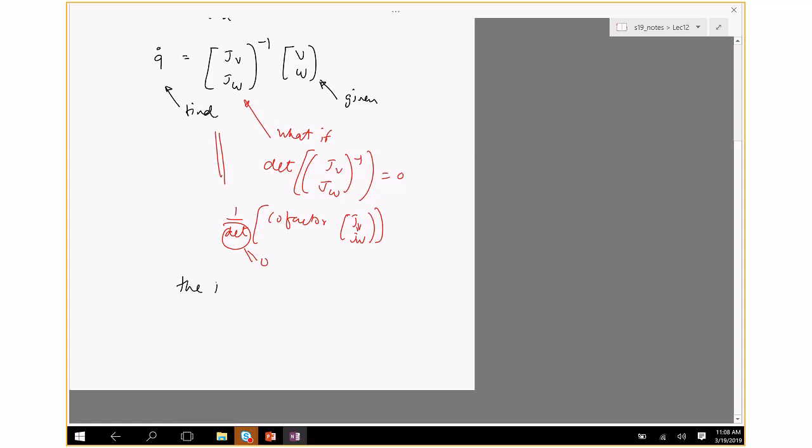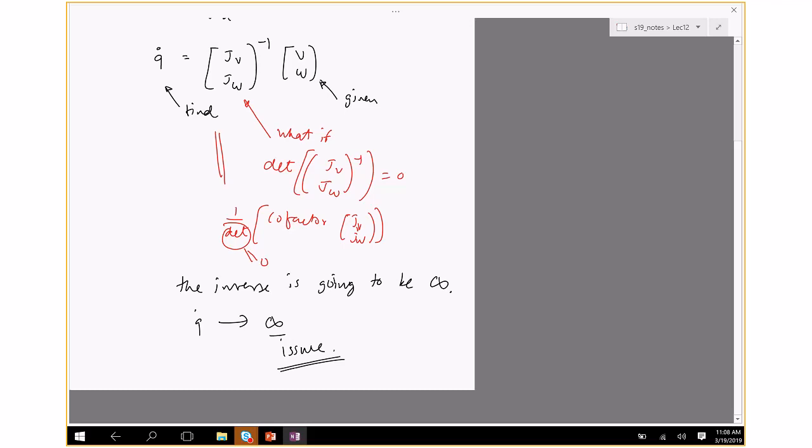The inverse is going to be infinity, which means that q dot will be equal to infinity. Which means that you're going to tell the manipulator joints to move infinitely fast, and clearly no physical device can move infinitely fast. So this is an issue.